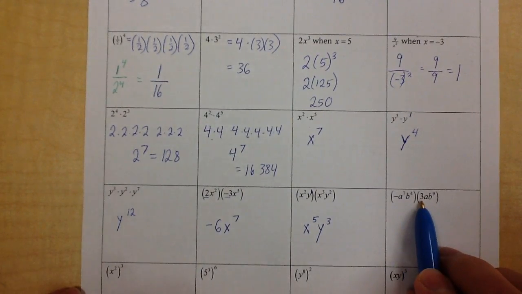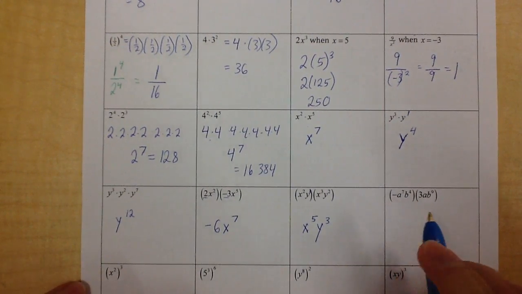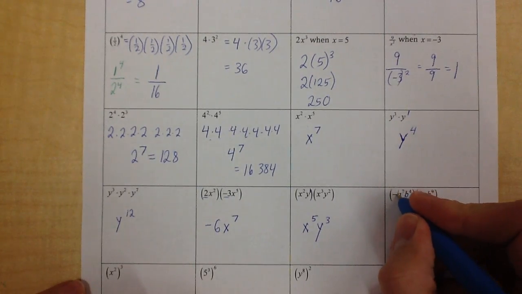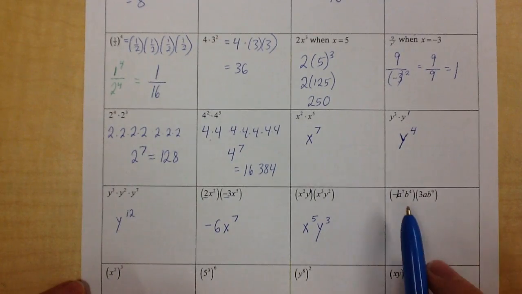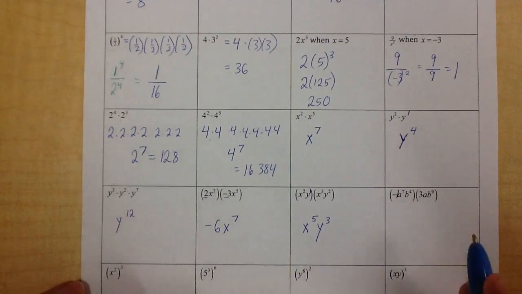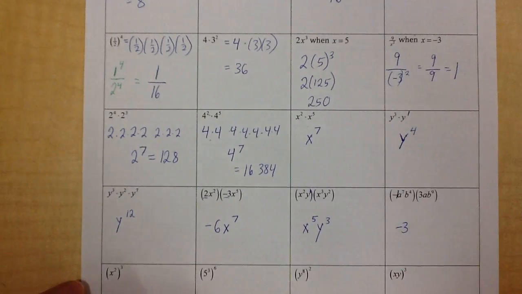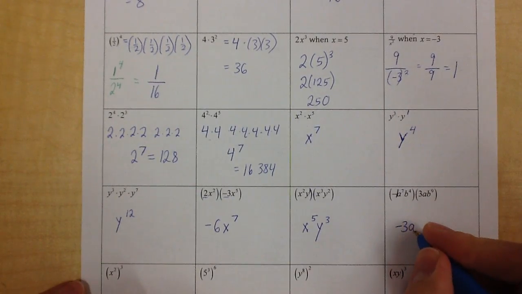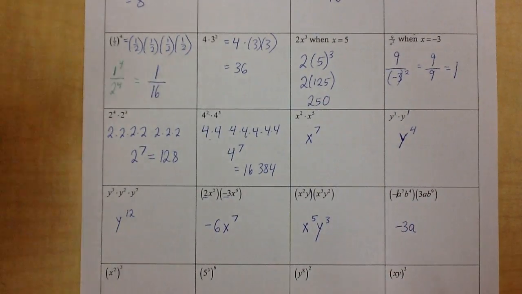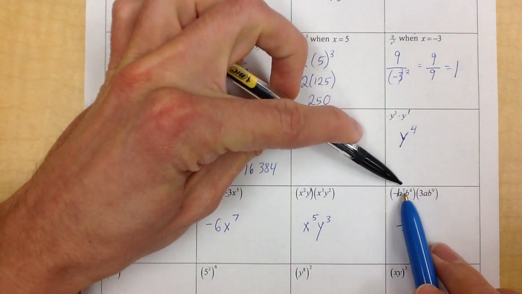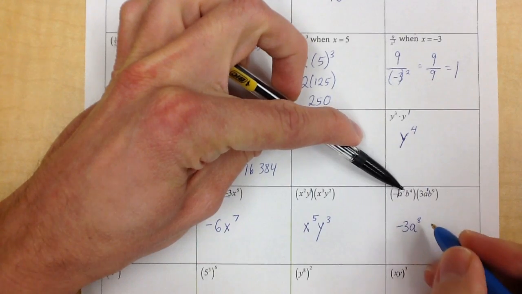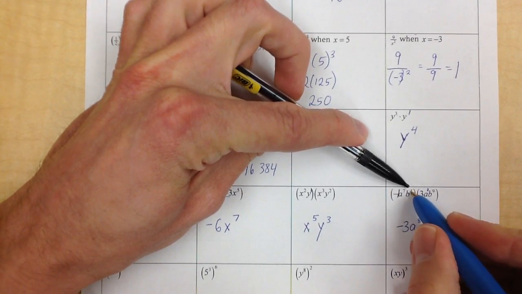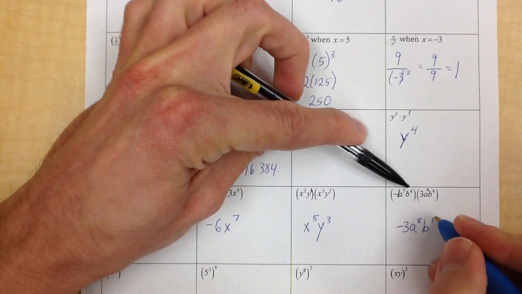In front of this one, it's obvious. In front of this one, the coefficient is a negative, well, it's technically a negative 1. So we're going to multiply negative 1 times 3. We get negative 3. And then we're going to do a to the, okay, let's add them together. 7 and 1 gives me 8. b to the 4 plus 9 is 13.